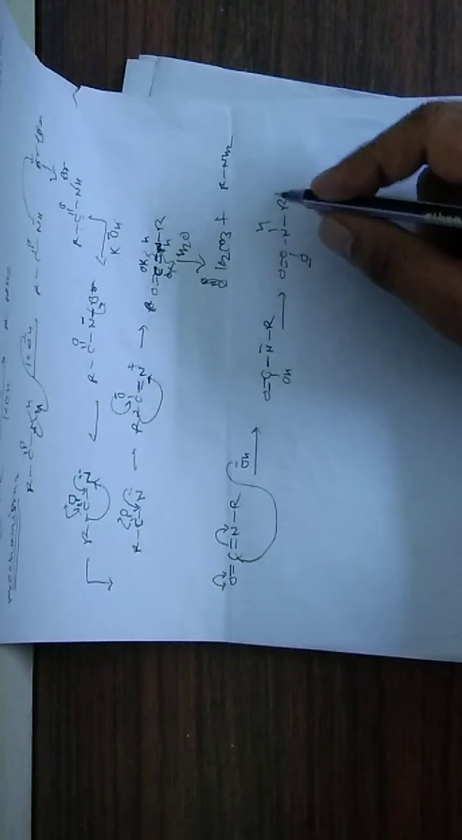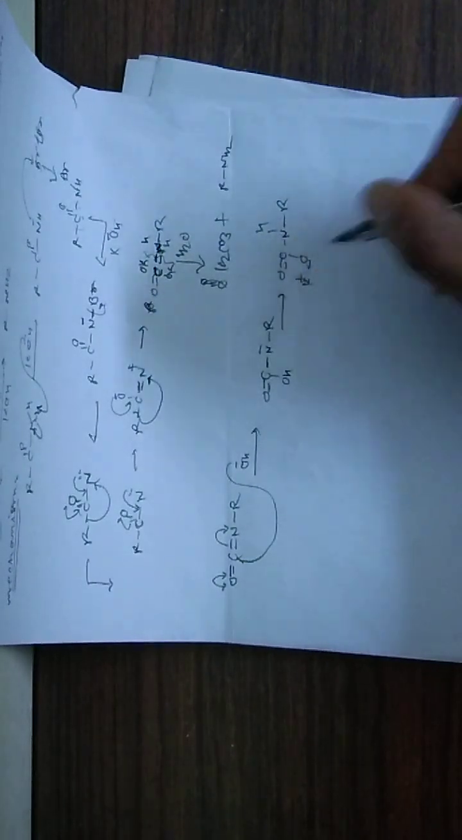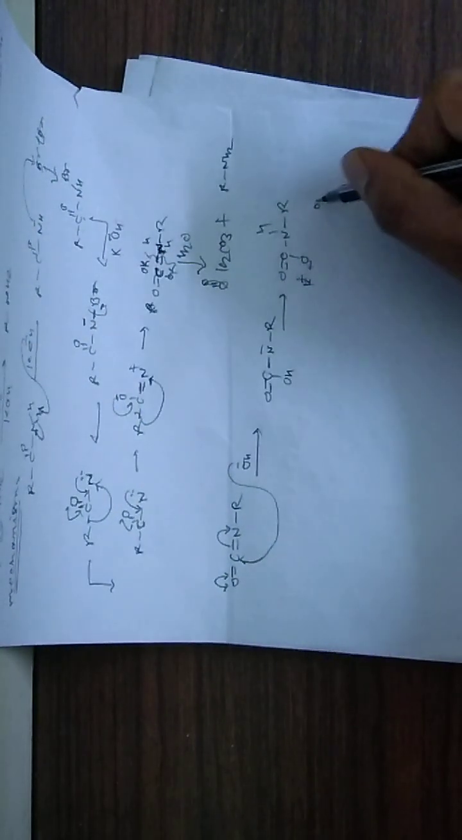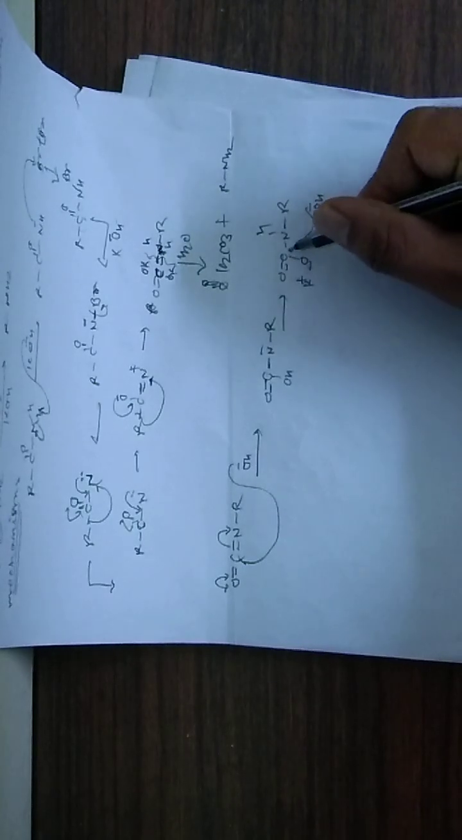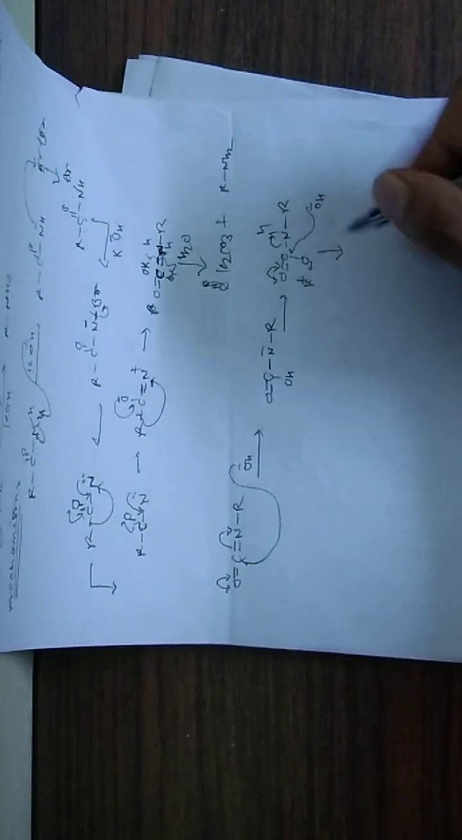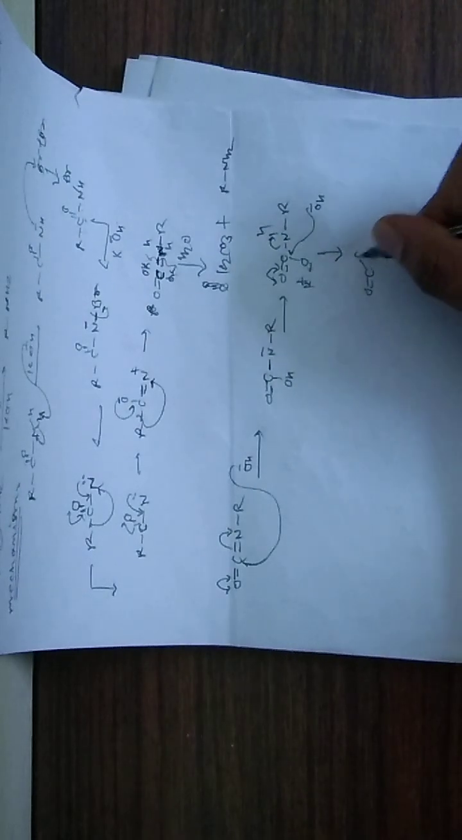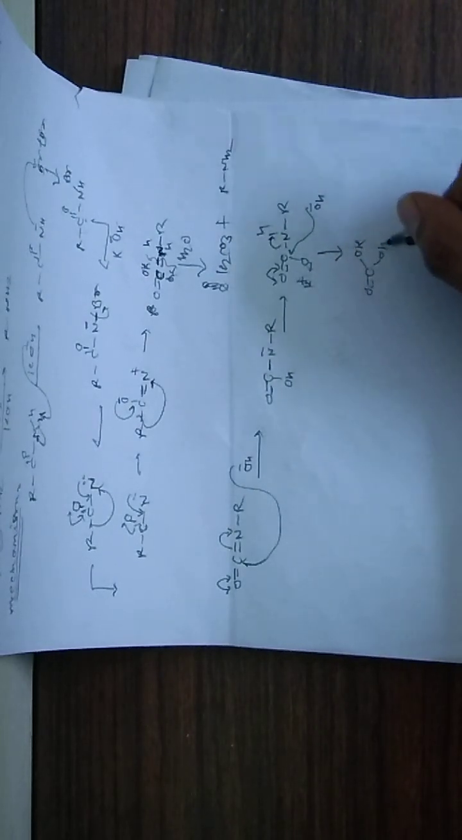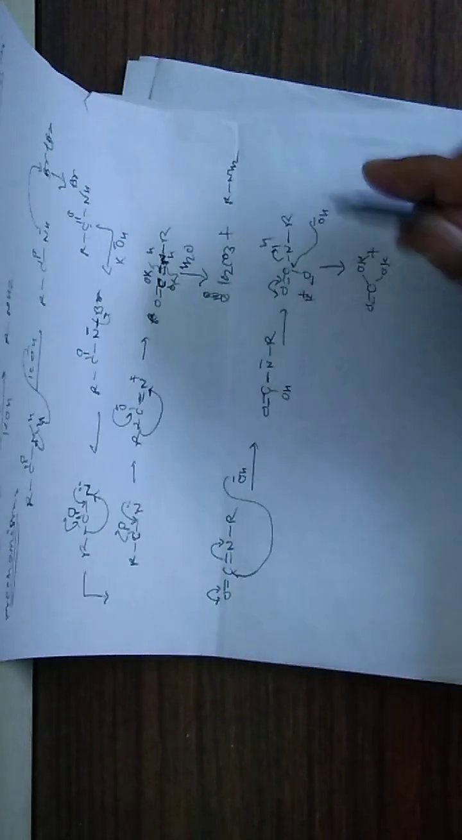And what is the counter ion of that? K plus. So again, this is there. This will attack on that carbon. This bond will open, comes back. This nitrogen will go out. So here C double bond O K plus, here RNH2 will be formed. So this is our final product, which is formed in the Hoffmann bromamide degradation reaction.